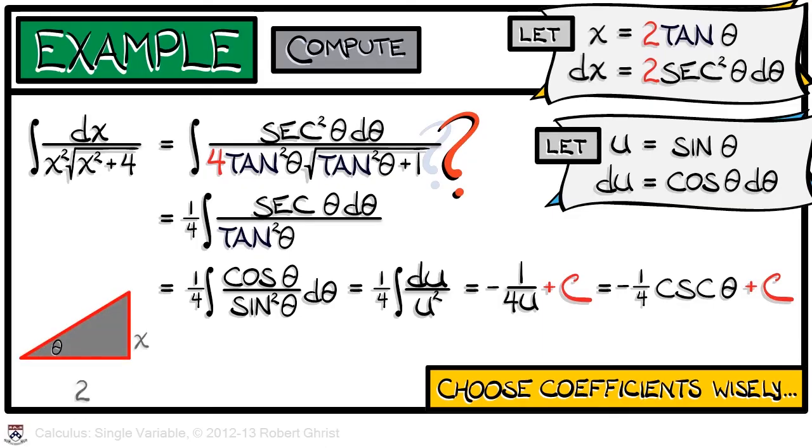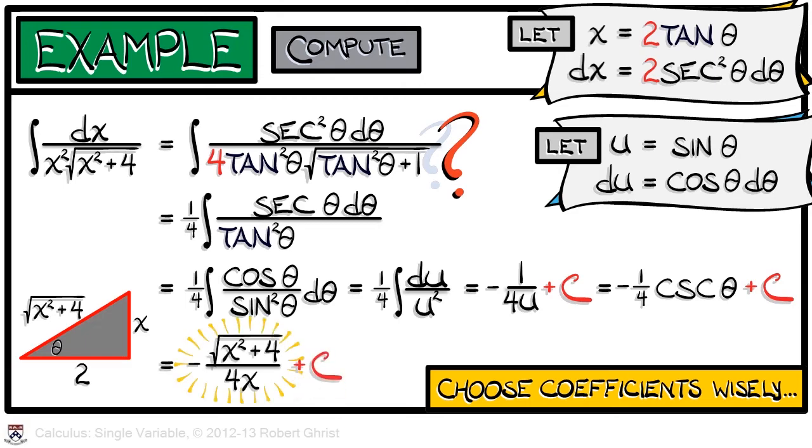So again, let's set up a right triangle, something for which the tangent of theta is x over 2. Then we can compute the cosecant of theta as square root of x squared plus 4 over x. Putting the minus sign in front and adding a constant gives us our answer.